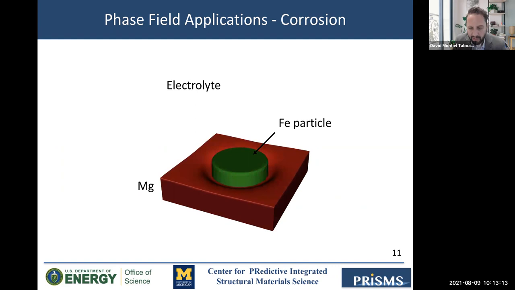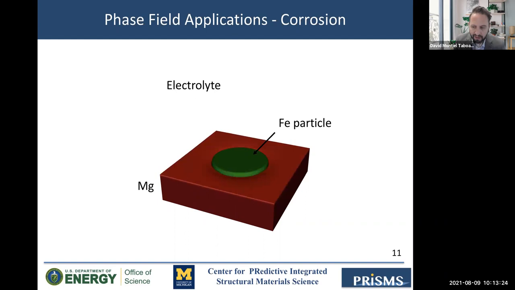And what we're showing here is an example of microgalvanic corrosion, in which the more noble metal, which is iron in this case, is acting as a cathode, and magnesium is acting as an anode, which is the material that is actually corroding. The metal is dissolving into the electrolyte. And that's why, due to this microgalvanic effect, we observe the corrosion front to move faster close to the iron particle.